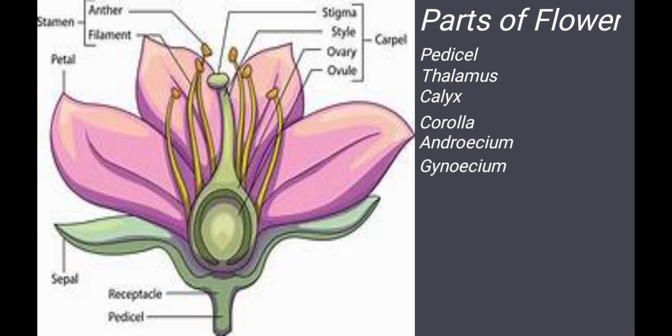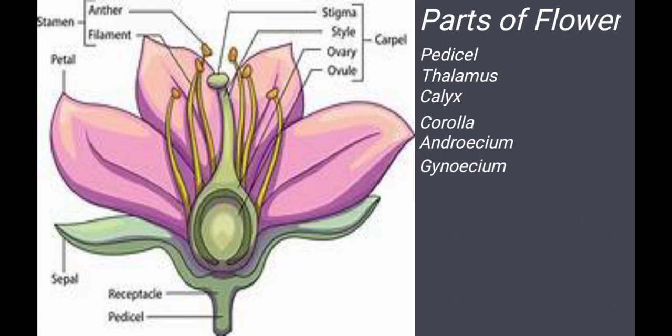Gynoecium. It is the fourth central whorl of the flower. Its individual segment is called carpel or pistil. One or more carpels may be present in a flower. The collective term for carpels is gynoecium. Structure. The pistil is differentiated into three parts.